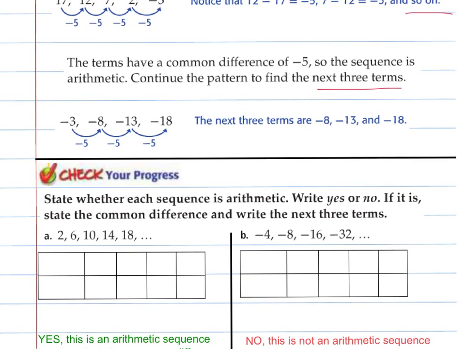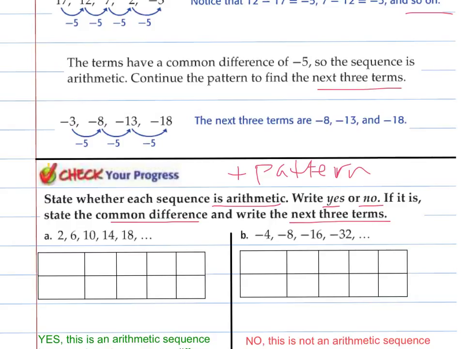On these next 2 examples, you can check them and come back, or follow along with A and then look at B. We're going to state whether each sequence is arithmetic, so we have to decide yes or no. Is there an adding pattern? And then decide yes or no. If it is, then we'll decide the common difference, and we'll write the next 3 terms.